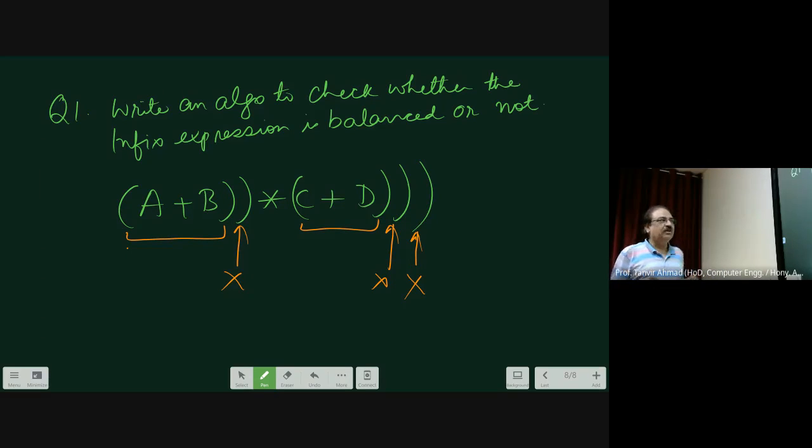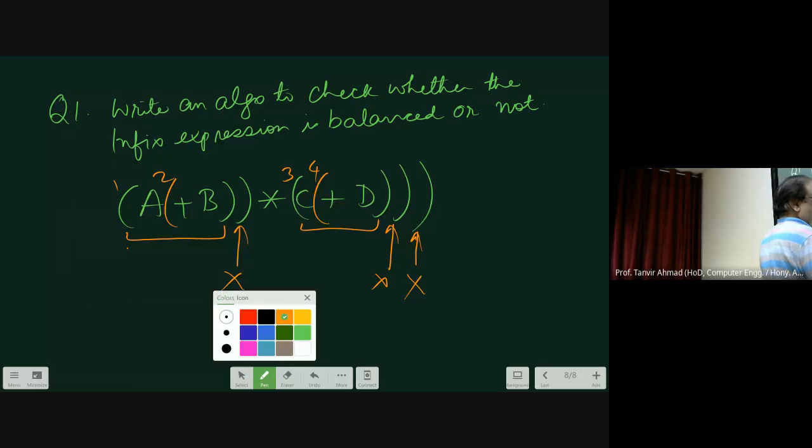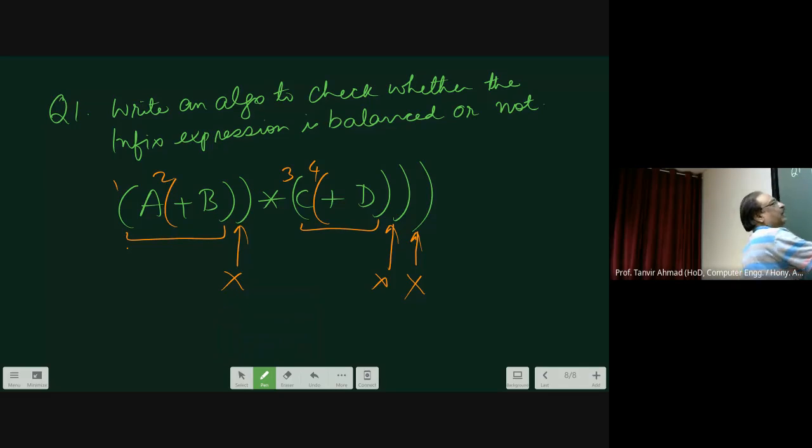Now this has to be detected by the algorithm. Just modify the algorithm such that you can find whether it is balanced or not. Or you might find that there is a bracket somewhere over here, which is again wrong. Now in that case, I might have it like this. How many left brackets are there? 4: 1, 2, 3, and 4. How many right brackets are there? Of course, the same. One, two, three, and four.